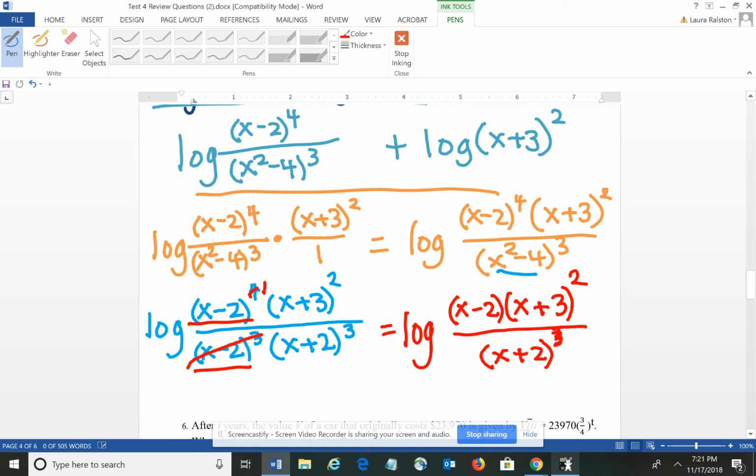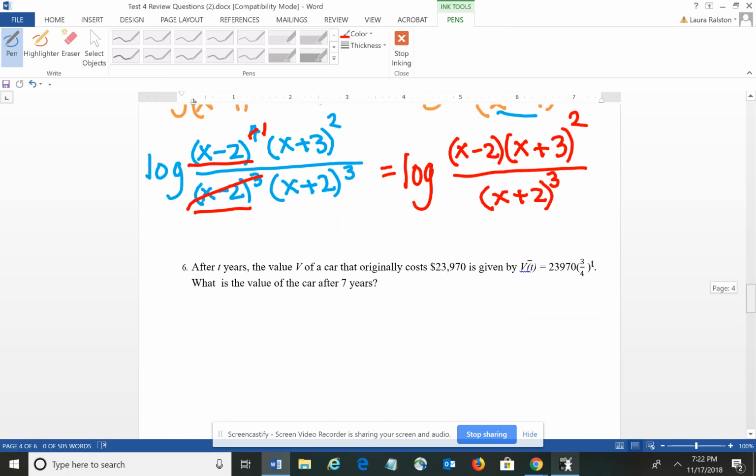Okay, so you do want to always try to simplify your problem in the end. Anytime you have fractions, you always want to try to simplify. So there's your final answer.